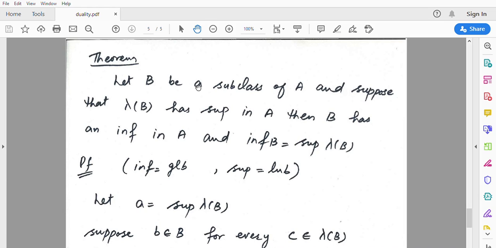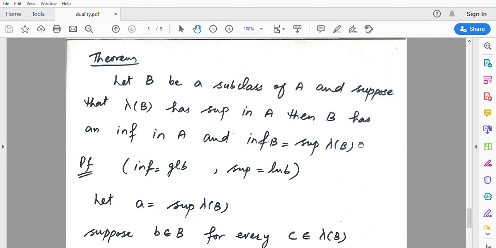What we have in our hand: let B be a subclass of A. This is our information, and suppose that lambda of B, meaning the class of lower bounds of B, has a supremum. Supremum is the least upper bound, okay, in A. Then B has an infimum in A, and the infimum of B is equal to the supremum of lambda of B. We have to prove that the infimum of B is equal to the supremum of lambda of B.